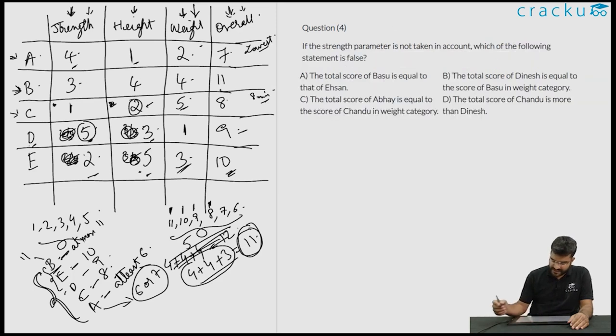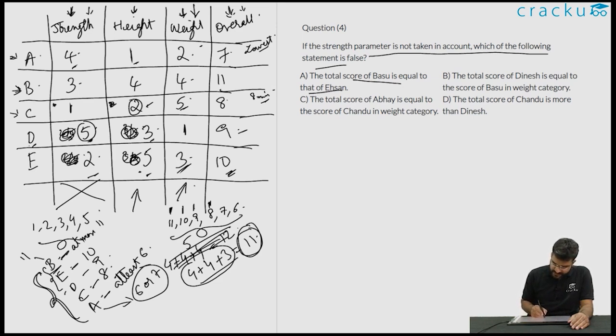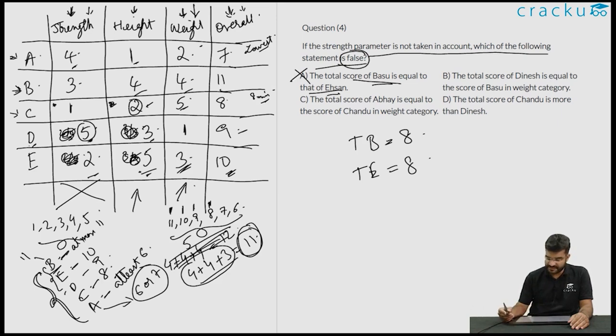Now let us answer the last question. If the strength parameter is not taken into account, so we are ignoring the first column, we are only taking into account height and weight. The total score of Basu is equal to that of Ehsan. The total score of Basu will be 4 plus 4, which is equal to 8, and the total score of Ehsan will be 5 plus 3, which is equal to 8. So the total score of Basu is equal to the total score of Ehsan, so this statement is true, but we are looking for the statement which is false, so this is not the correct answer.